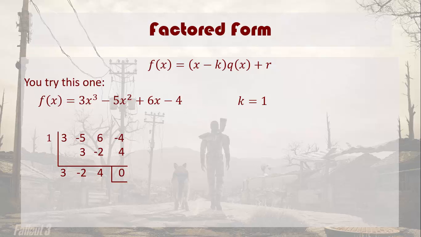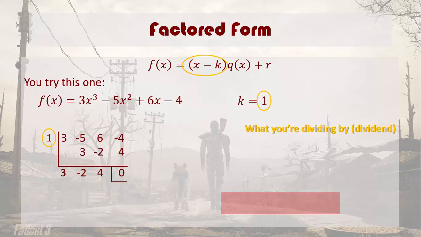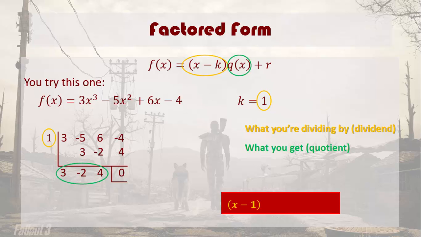So that means the r part of the factored form isn't necessary. So we're going to take what we divided by, the divisor, x minus 1, times the quotient, which is 3x squared minus 2x plus 4. And there is no remainder to add. So that is the final answer. That's how you express things in factored form.